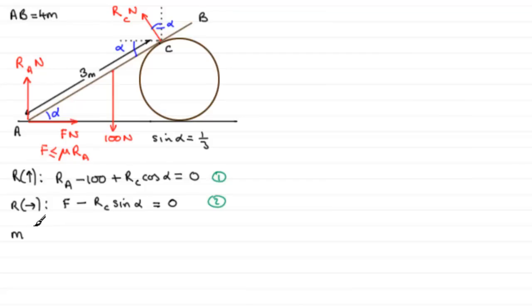And you can take a moments equation about any point you like. I'm going to choose A though. Why? Because most of the forces pass through here, and it just means that I don't have to include RA and F into my moments equation, because they would have no effect in turning the plank about A. And I also need to set up a positive sense, and again that can be any way you like, but I'm going to choose anti-clockwise.